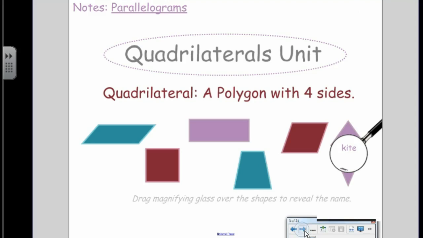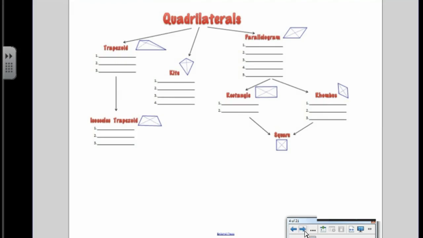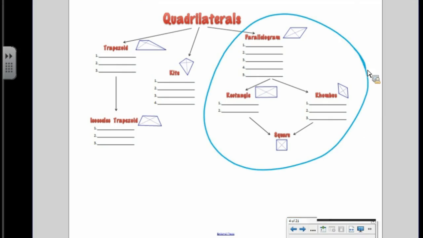All right. You should have your family tree out with you, right in front of you. It was on the calendar. That's what I'm going to refer to this as. We're going to focus the next 2 days on this side of your family tree. And we're going to zoom in first on parallelograms.